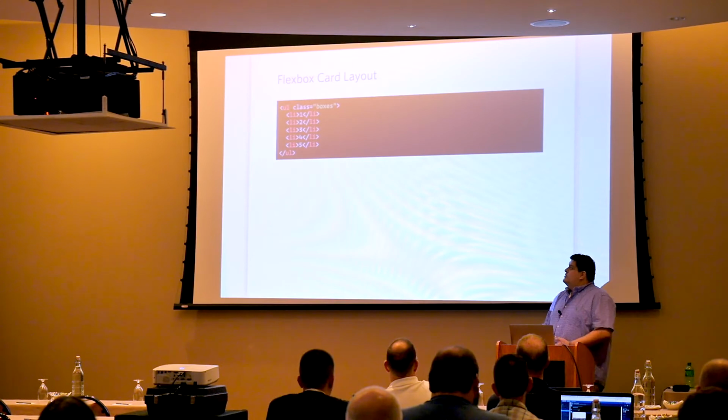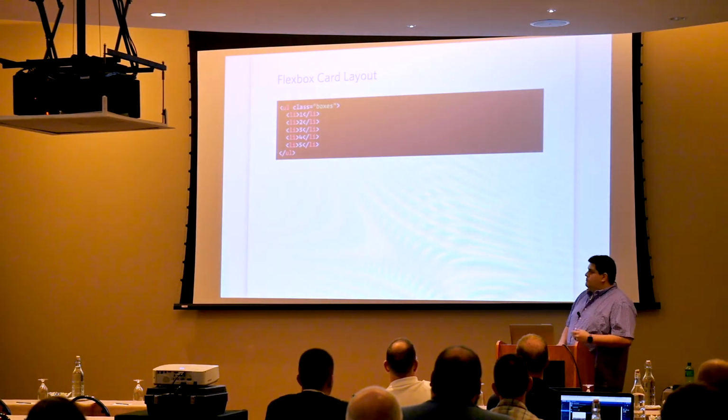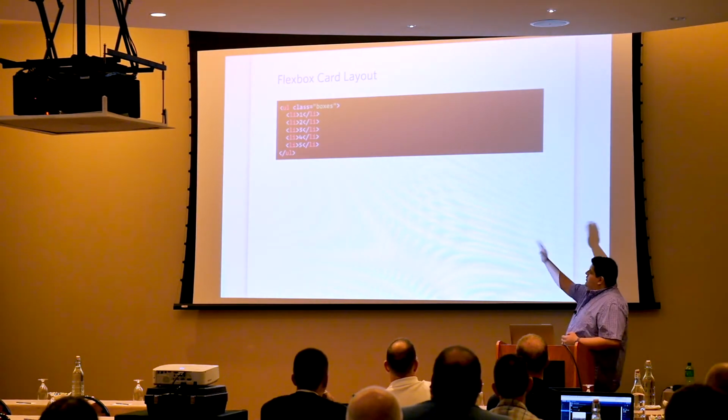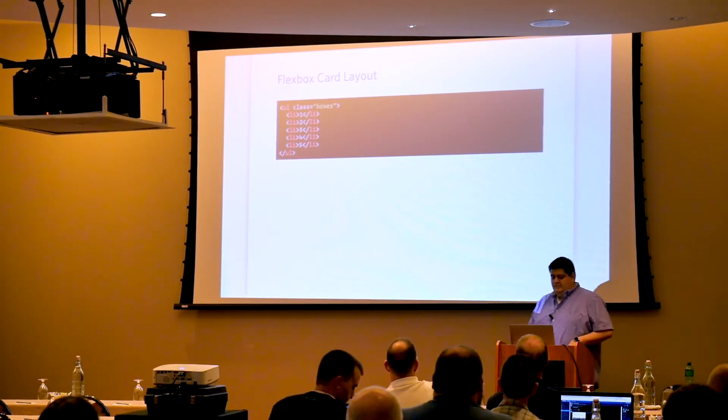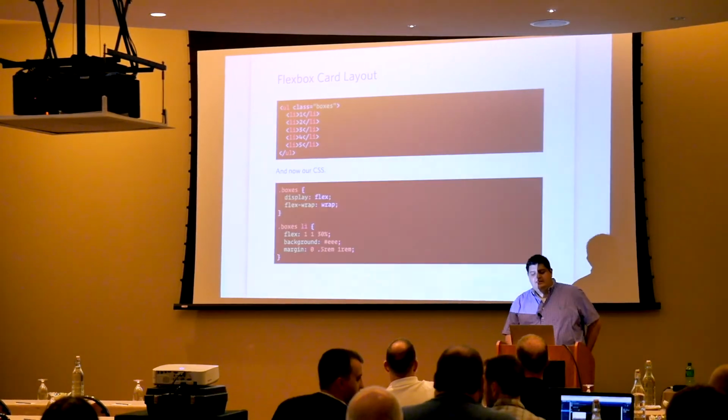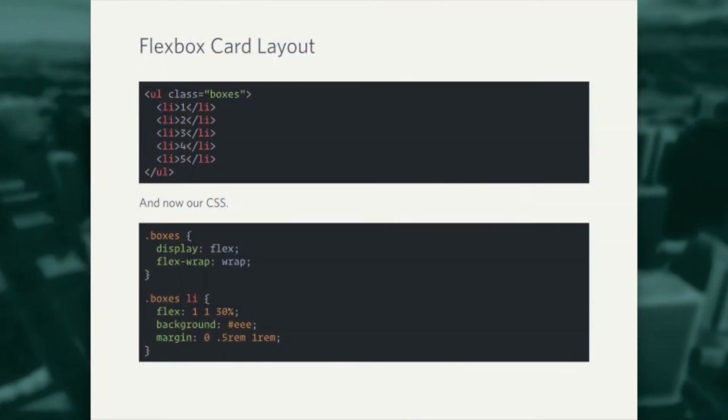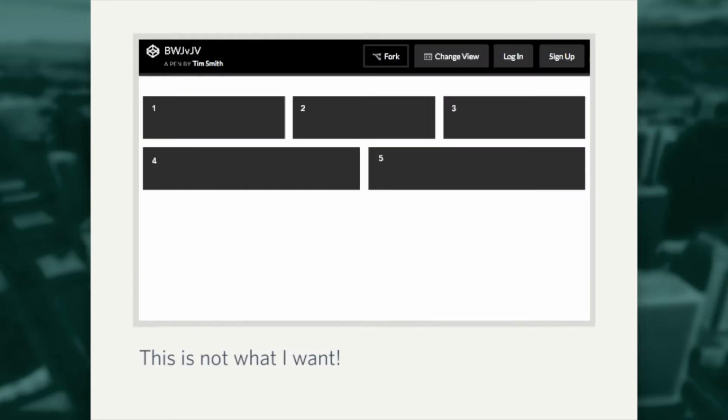But what if we were to do a card layout? So many of you have seen this. I'm using an unordered list, and then I'm having 5 list items inside of there. With CSS, we'll add display flex. We're wrapping them. We're giving them a little bit of a background, some margin, and then a flex value. And then you come up with this.